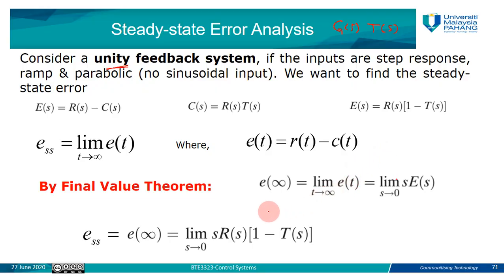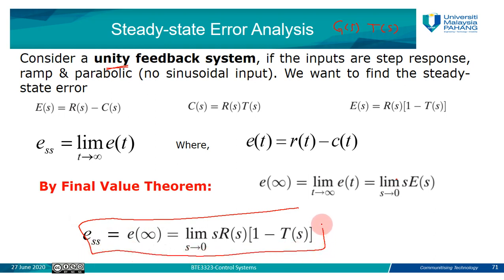So actually this is the formula that we get, which is ESS equal to E infinity, limit s goes to 0 for SRS times 1 minus TS. RS represents the input function. It can be a unit step function, parabola function, or ramp function. TS represents the closed loop transfer function, and this depends on the system type.